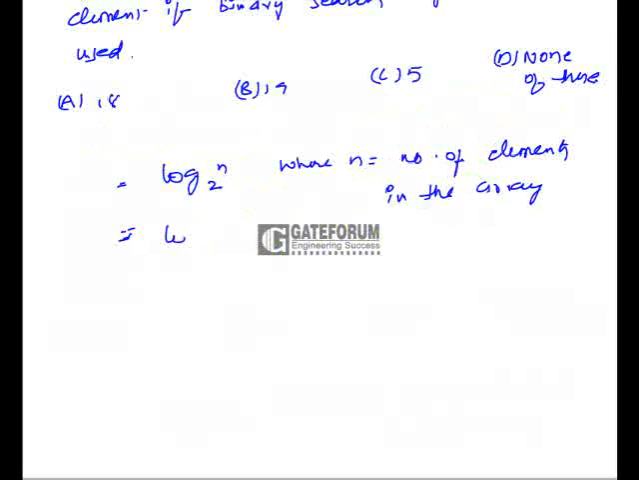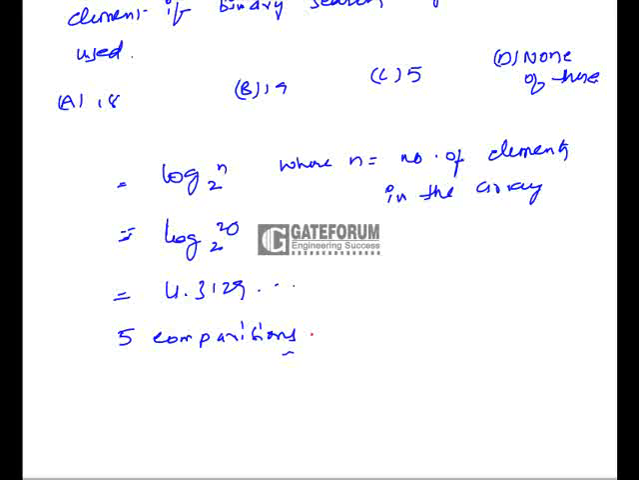So here n is 20, and log 20 to the base 2 is nothing but 4.3129 and so on. So we can say we need 5 comparisons to search the element in the worst case by using the binary search algorithm. So here the correct option is option C.